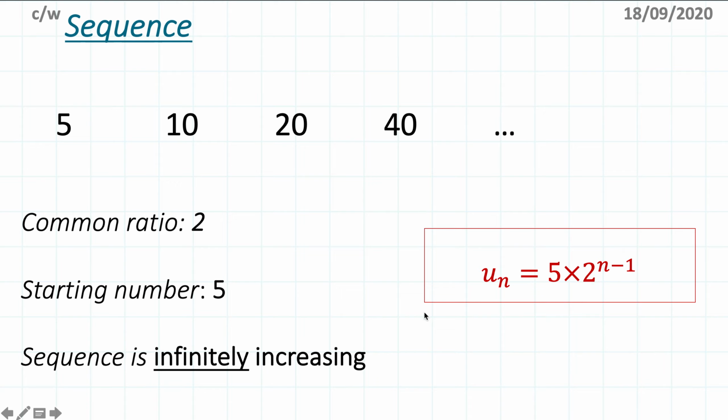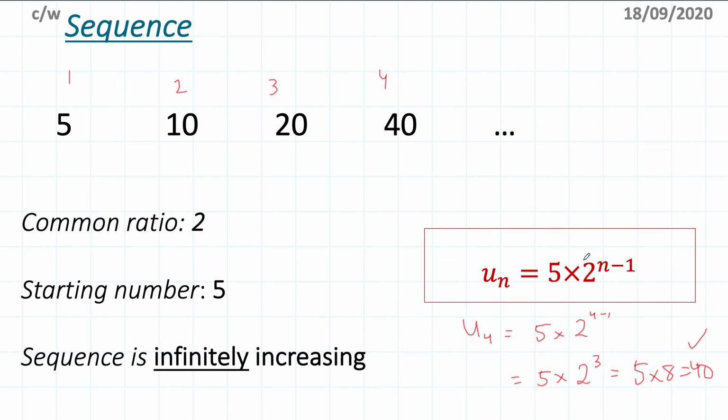And we can substitute a few values in there just to check that we are correct. So this is my first, second, third, fourth number. Let's look at u4, and that's going to be 5 times 2 to the power of 4 minus 1. And that's going to be 5 times 2 to the power of 3. 2 to the power of 3 is 8. 5 times 8 is 40. Okay, so we've got the number.